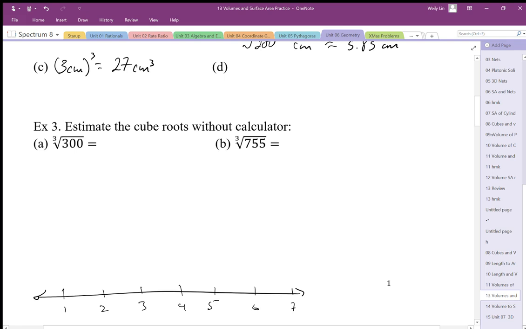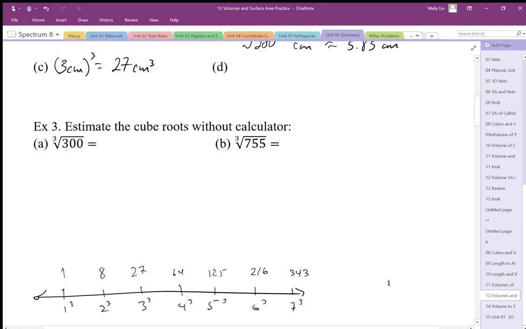The cubes of those are going to be 1 cubed, 2 cubed, 3 cubed is 27, 4 cubed is 64, 5 cubed is 125, 6 cubed is going to be 216, and 7 cubed is going to be 343. I forget, so let me just work that out. 343. Okay, so we use those as standards to help us with cube roots.